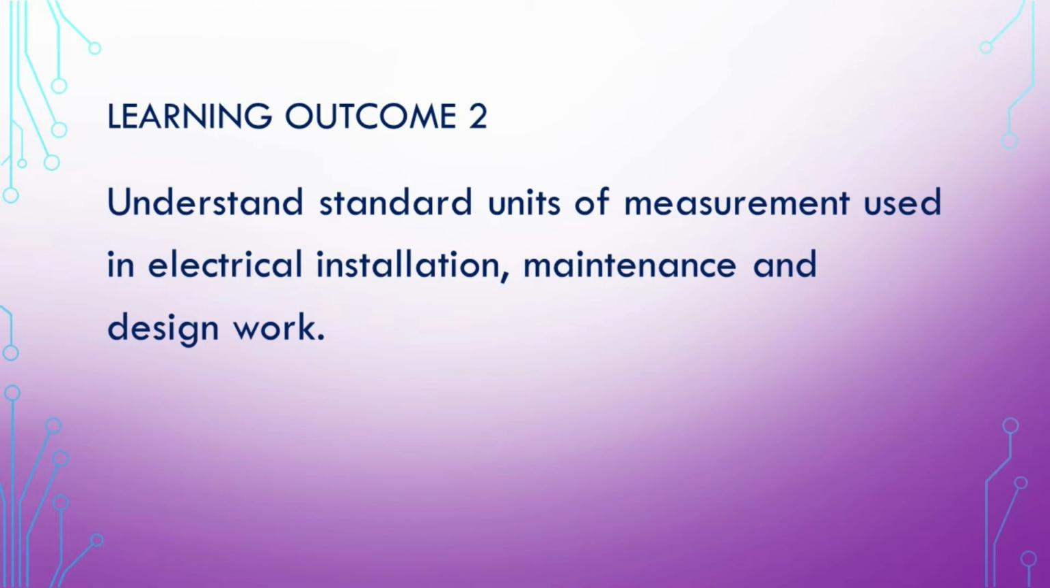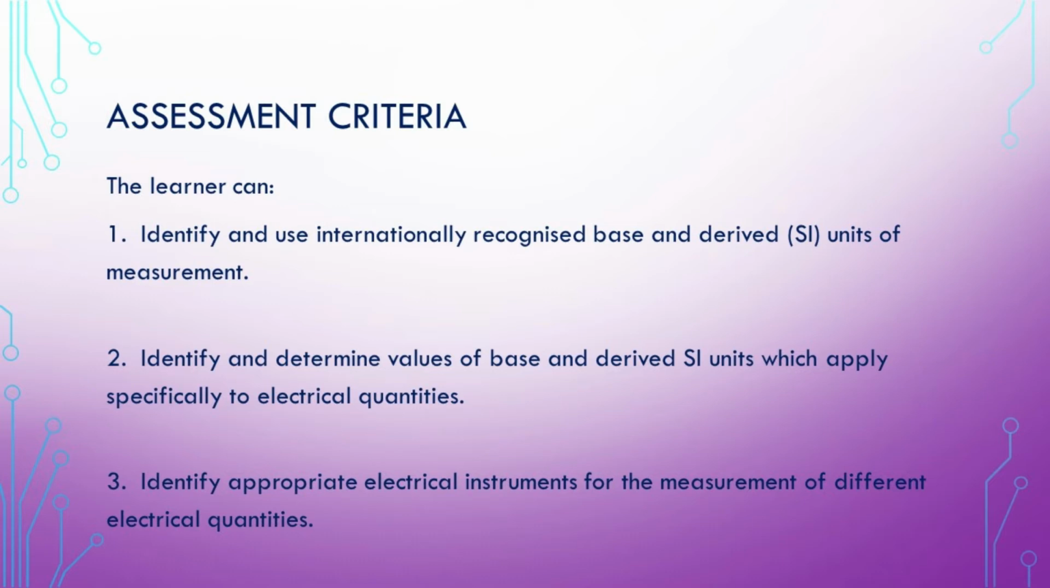As we move on to learning outcome number 2, this looks at the learner having the understanding of standard units of measurement used in electrical installation, maintenance and design work, to be able to identify those that would be used generally within the electrical industry. For learning outcome number 2, there are 3 specific assessment criteria. Number 1, identify and use internationally recognised base and derived SI units of measurement. So the learner needs to be able to identify correctly the types of SI units that are going to be used and how to use them.